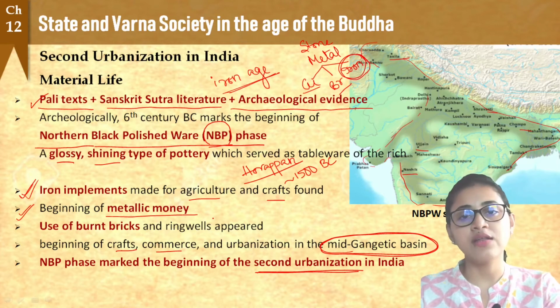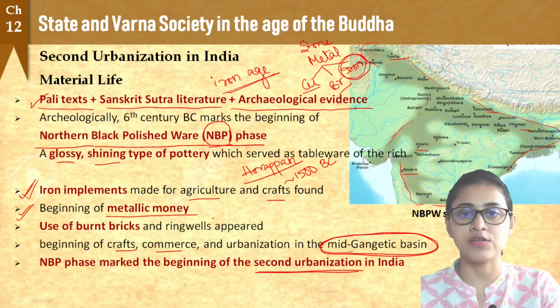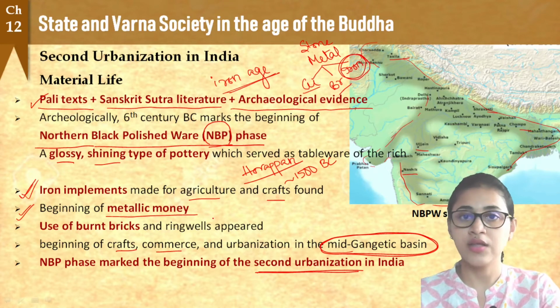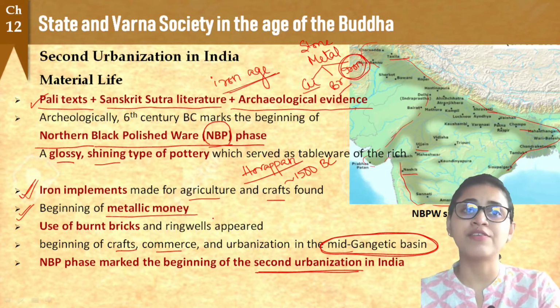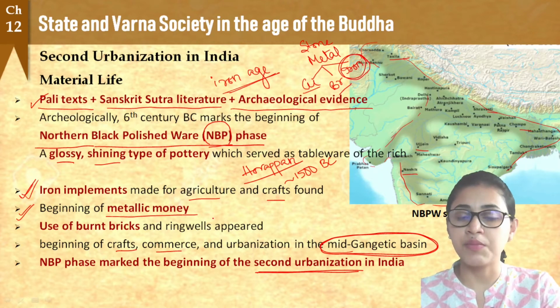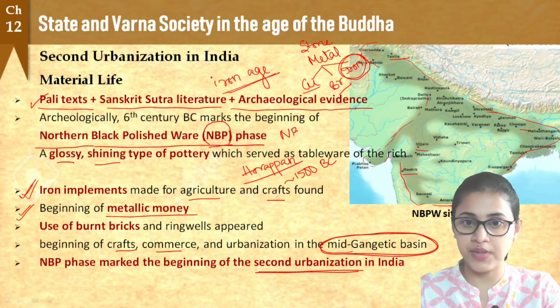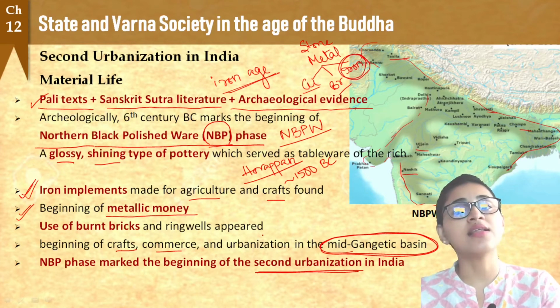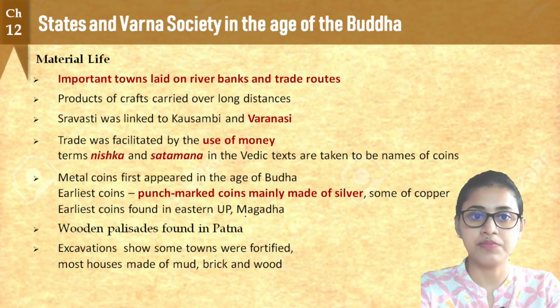Trade also flourished in this phase. As we have seen, trade was a very important part of the Harappan civilization, and most of the people were into trade there. It was also believed that during the Harappan civilization, the society was ruled by a group of traders. Now, after the Harappans, in the Northern Black Polished Ware phase, we have a second urbanization in India. Trade and commerce now flourished.